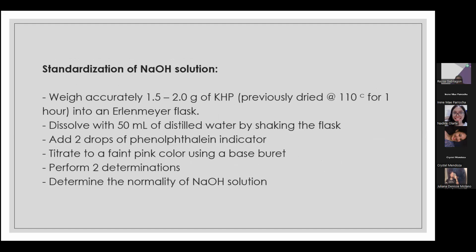For the standardization of NaOH solution, first is weigh accurately 1.5 to 2.0 grams of KHP into an Erlenmeyer flask. Next is dissolve with 50 ml of distilled water by shaking the flask. Next, add 2 drops of phenolphthalein indicator. Next is to titrate to a faint pink color using a base burette. Next is to perform 2 determinations, and lastly, determine the normality of NaOH solution.